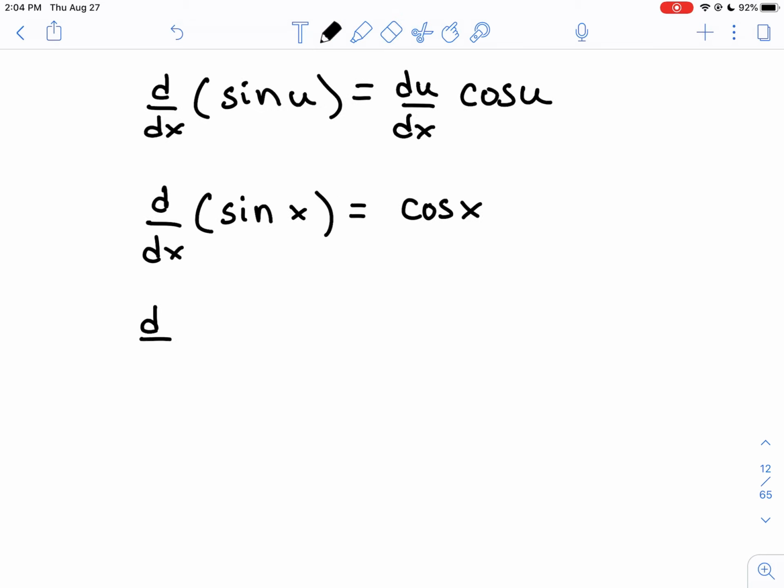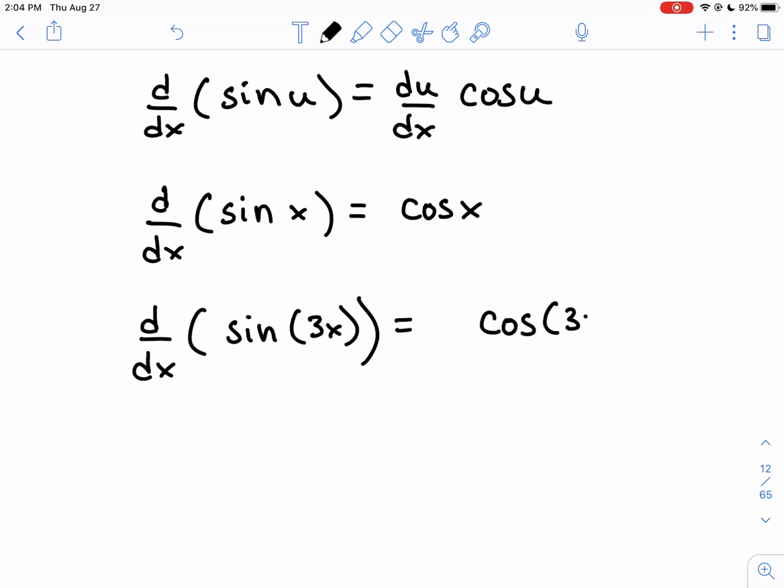So if I say, okay, what's the derivative of the sine of 3x? This time, the u position is given to us. It's an explicit function involving x. So the derivative of this will be the cosine of that same argument, so we still have a 3x there. But then right here in front, we multiply the cosine of 3x by the derivative of 3x, which is 3.